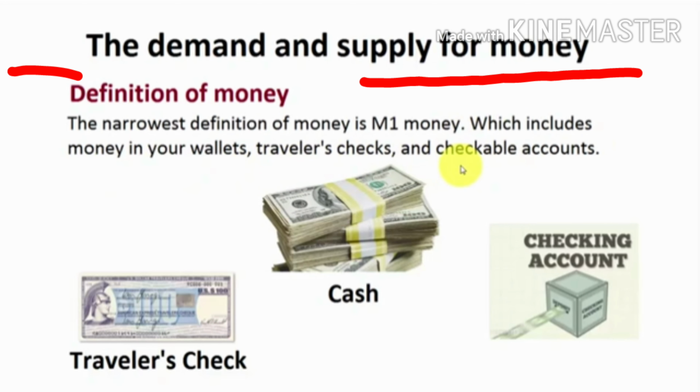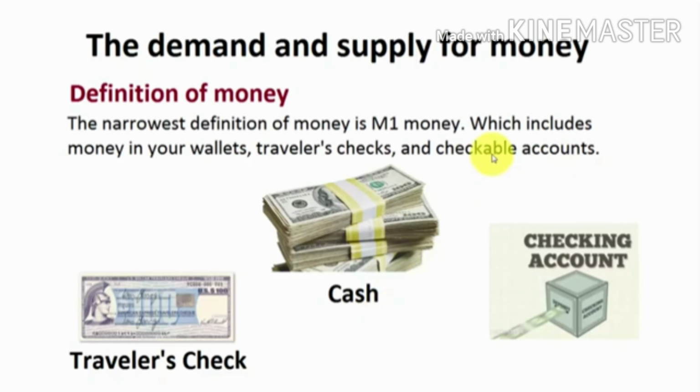Cash is what you have in your wallets. And traveler's check is when you travel to foreign countries on vacations. Traveler's check is also a medium of exchange like money. So traveler's check is a type of money. It is an alternative to hard currency. And checking accounts are those which we open in a bank, and we can deposit our cash in this account or withdraw money when we need.